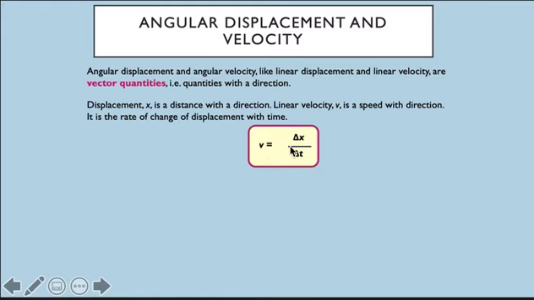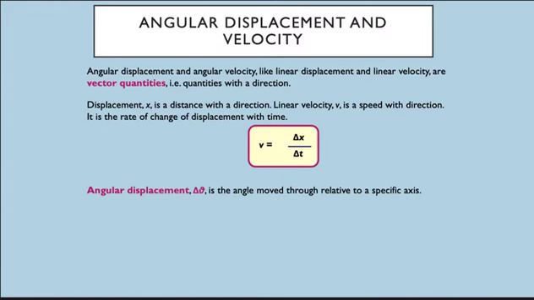It's the rate of change of displacement with time. So we would say that velocity is the rate of change of displacement, delta x, the change in displacement, and delta t, the change in time. So v, velocity, would be delta x divided by delta t.